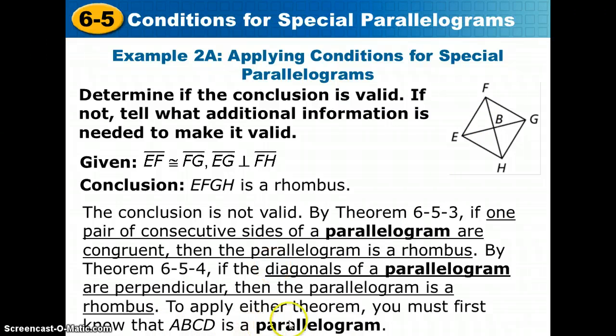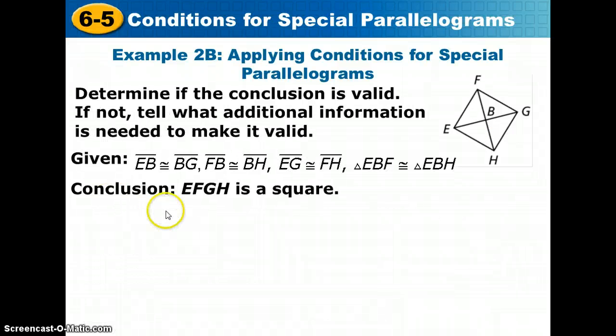Now, before you write all of this down, focus on these things. We are not told that it is a parallelogram. That is the reason this is not valid. Let's try 2b. Again, in order for these conditions to be true, we must know that it's a parallelogram first, or be able to show that it's a parallelogram first. So this is the conclusion we are testing in example 2b.